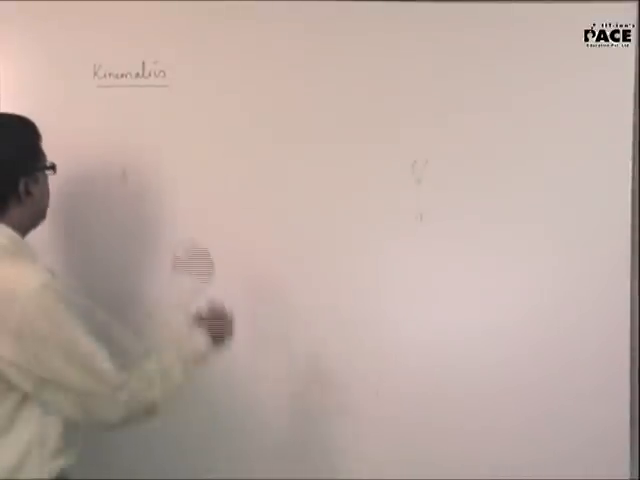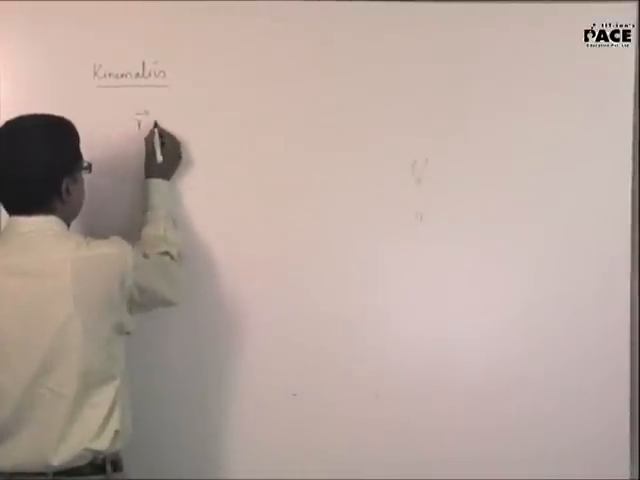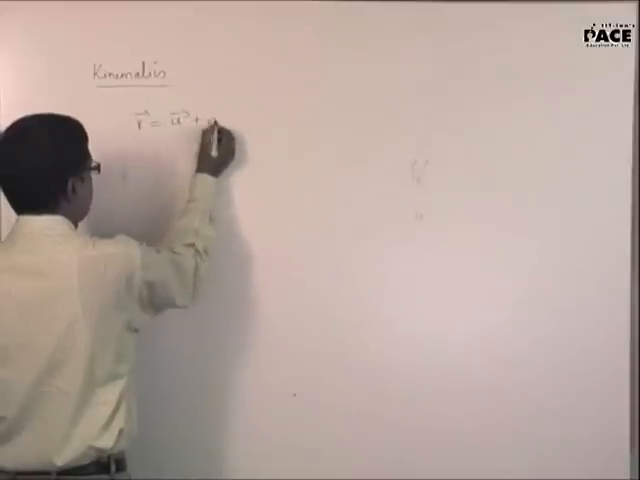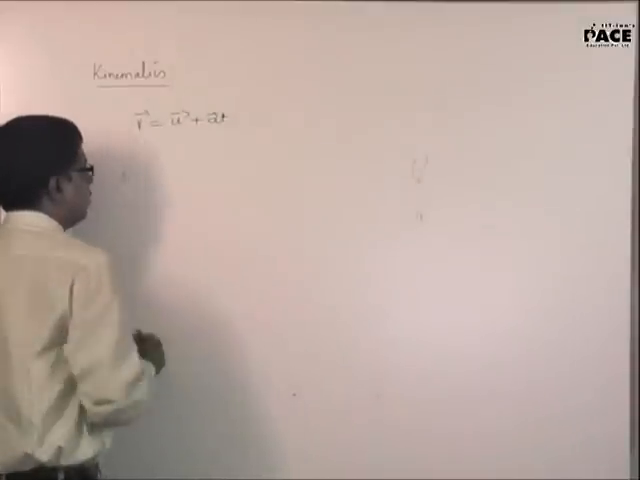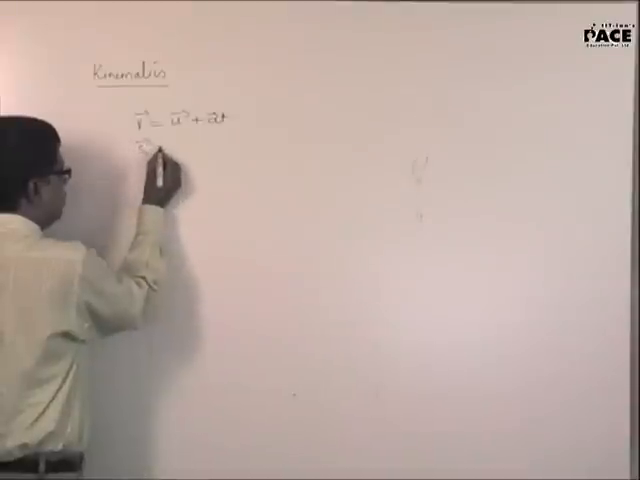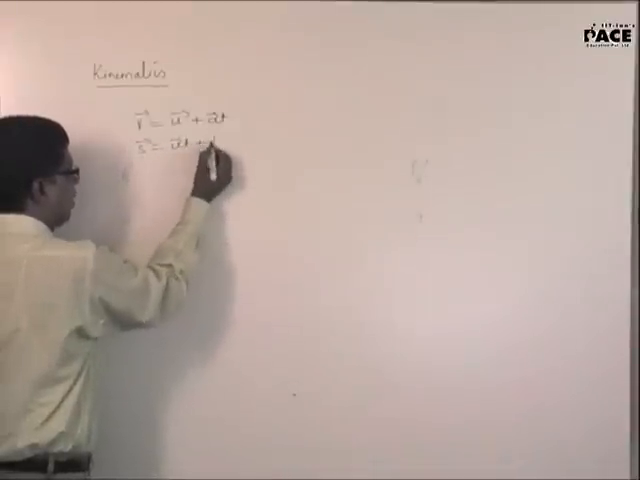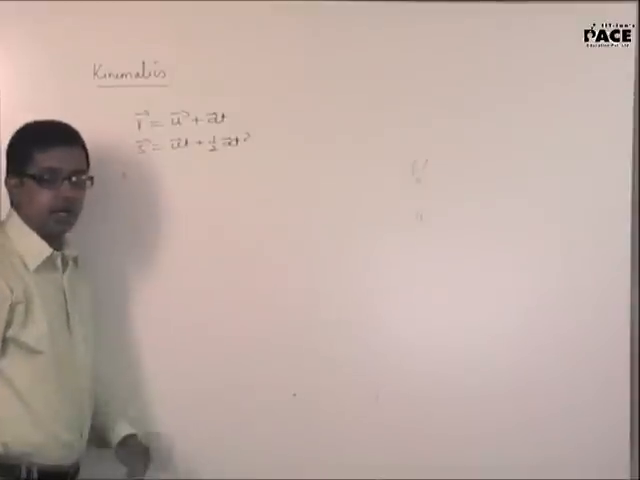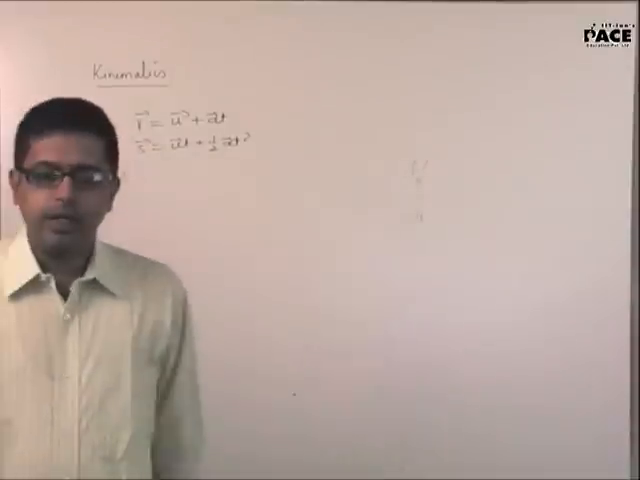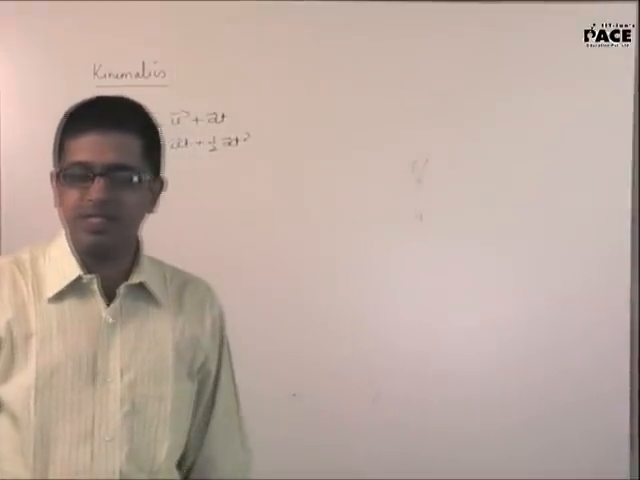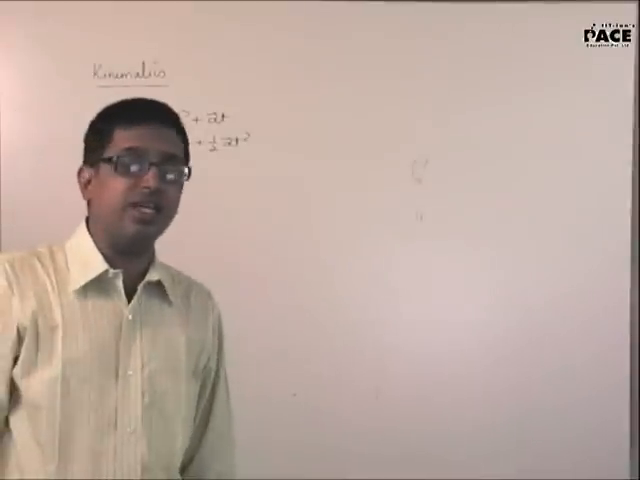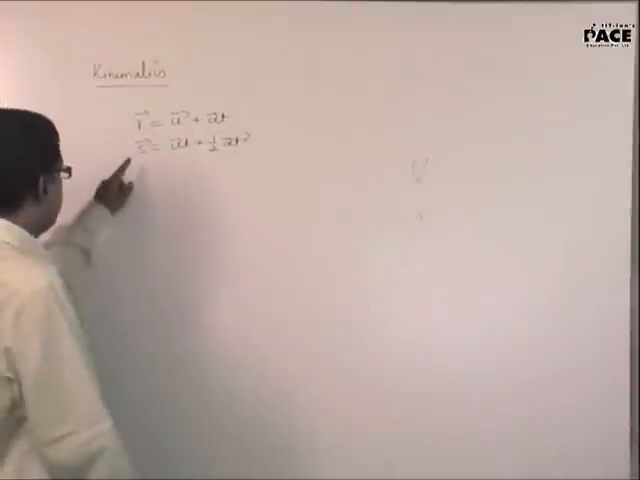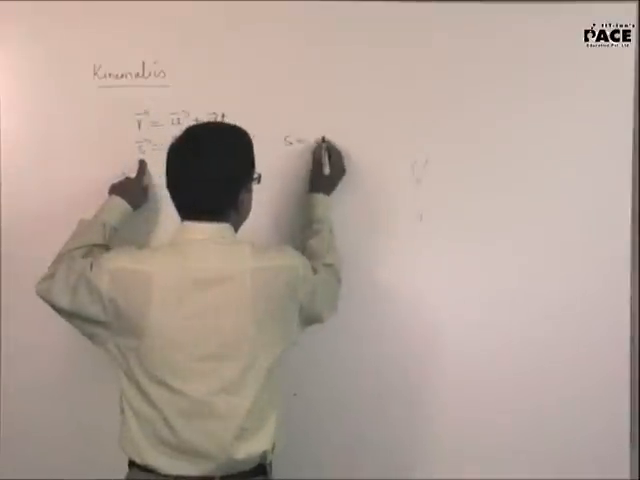Right now we will be dealing with motion in one dimension. For us, technically, we write these equations as vector equations. v is equal to u plus at. Now s equal to ut plus half at square. They are all vector quantities. u is the initial velocity, v is the final velocity, s is the displacement. Here s is the displacement.